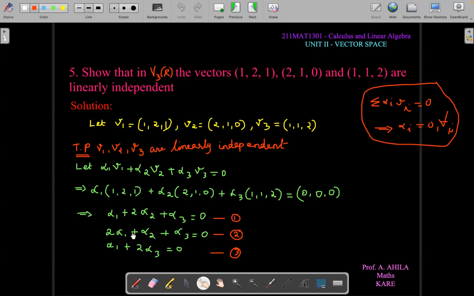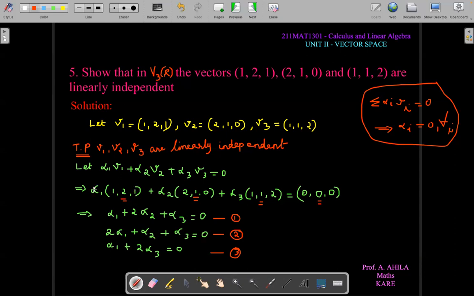Similarly, consider the second values. If you see the second values, 2 into alpha 1 plus 1 into alpha 2 plus 1 into alpha 3 equal to the second element 0. Okay, so this is the second equation.